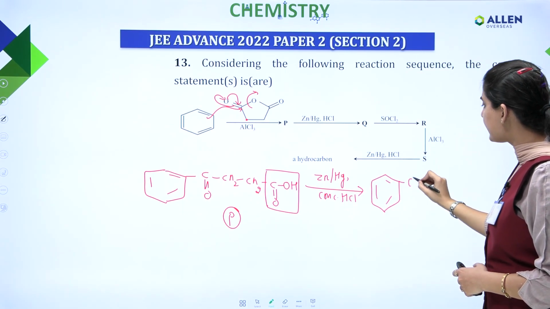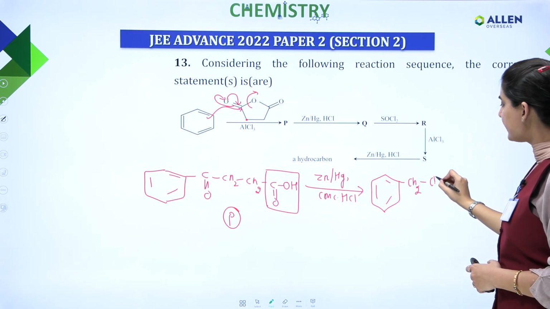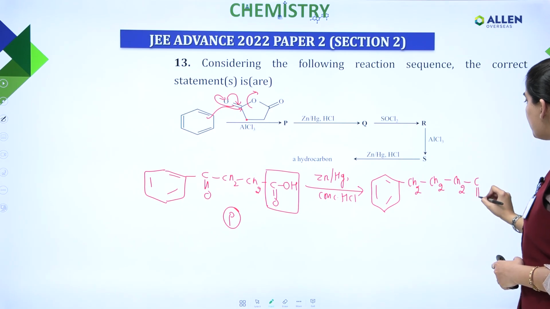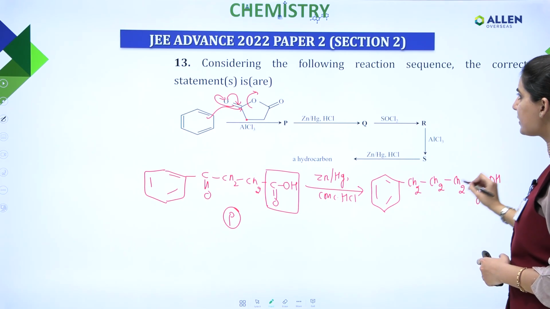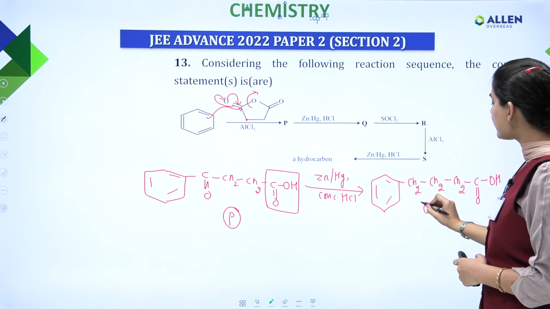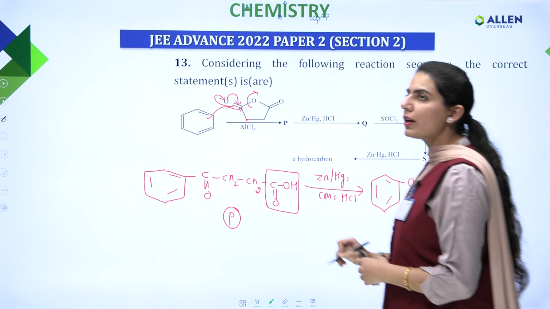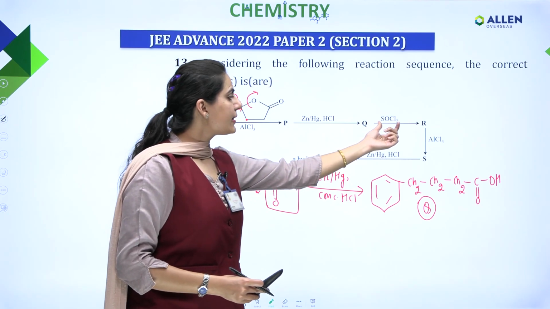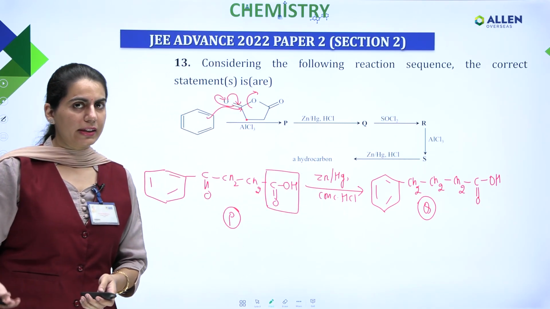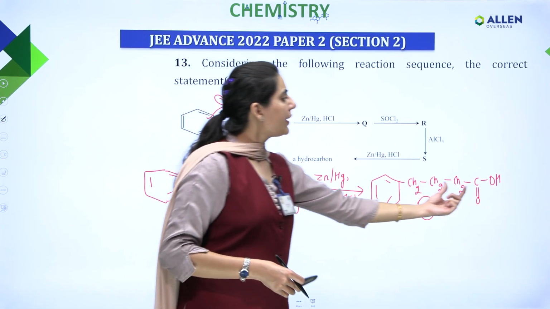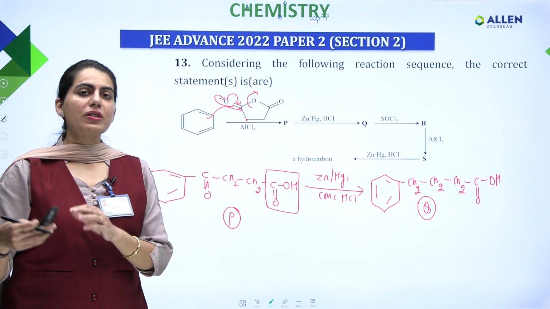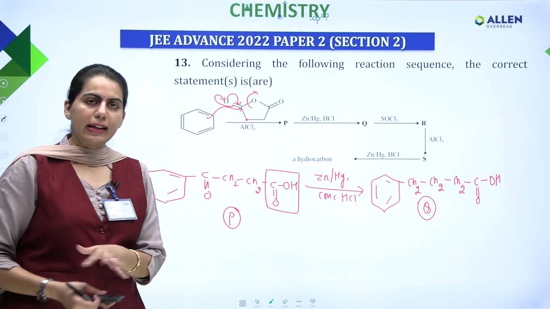We'll be getting CH2, CH2, CH2, C double bond OH. So this is your product Q. Now once we have done this reduction process, after Q, they are saying we are making it react with SOCl2. So when we make this particular portion react with SOCl2, you will be getting a group which is COCl, that is a kind of acid halide group.